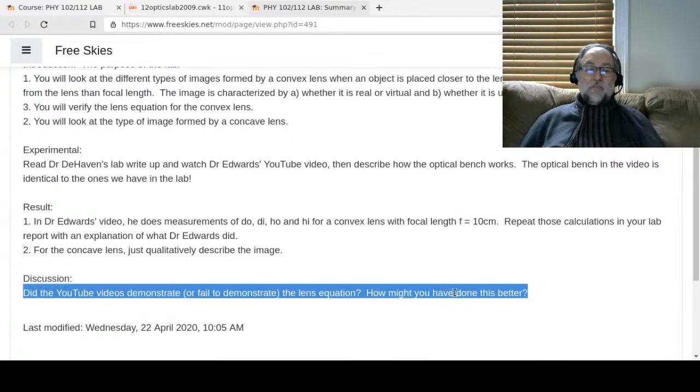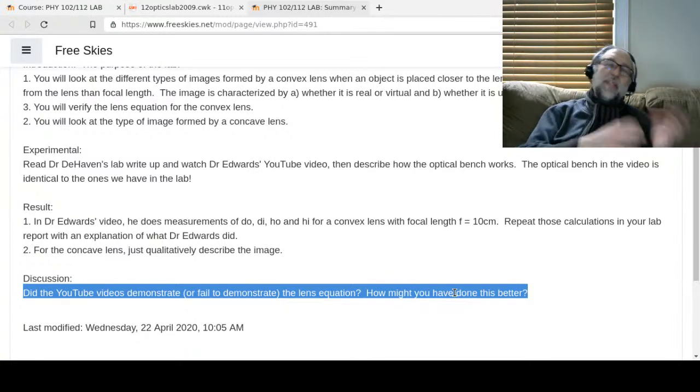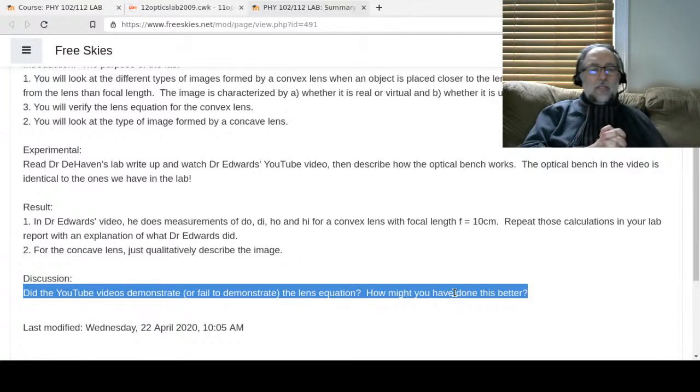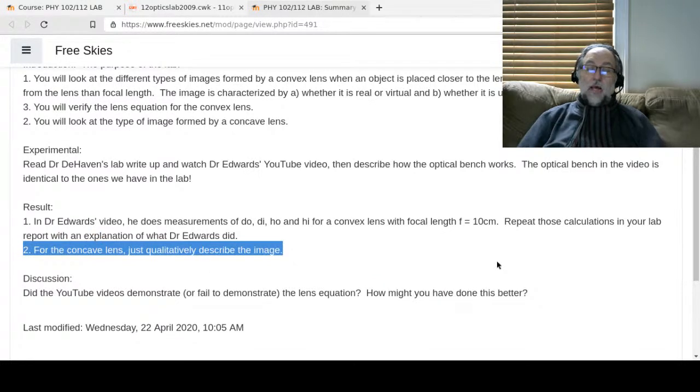Those kinds of considerations usually go into a discussion, to say, did we verify the lens equation? Well, we did, but only in this restricted situation. At no point did you ever verify the lens equation for the concave lens. Okay, so that's the lab report.